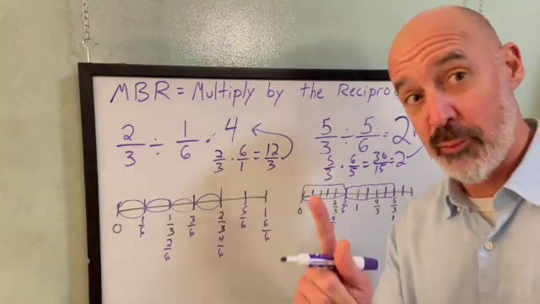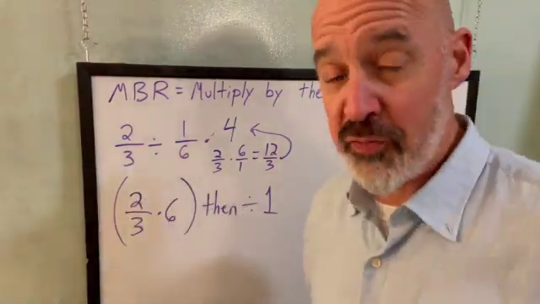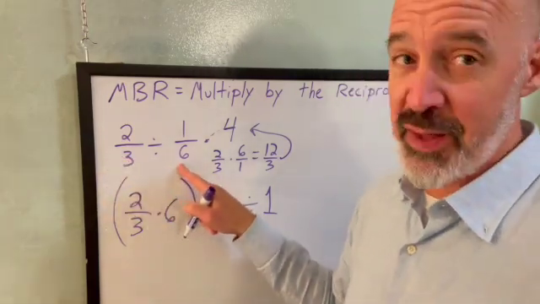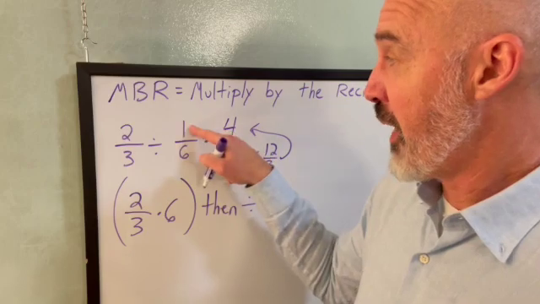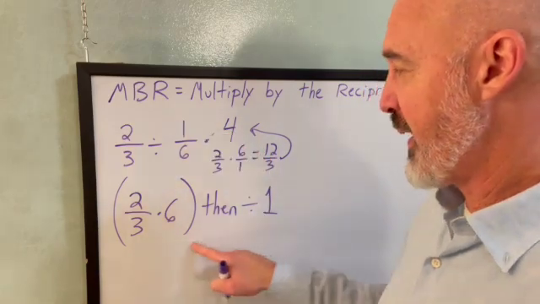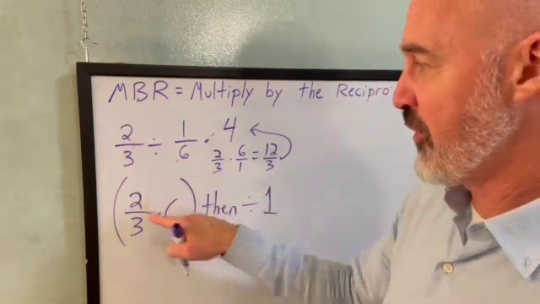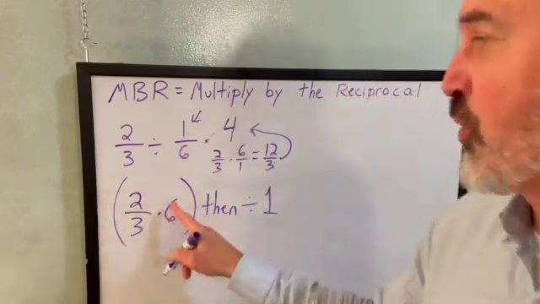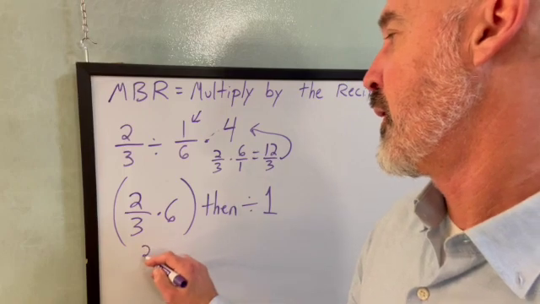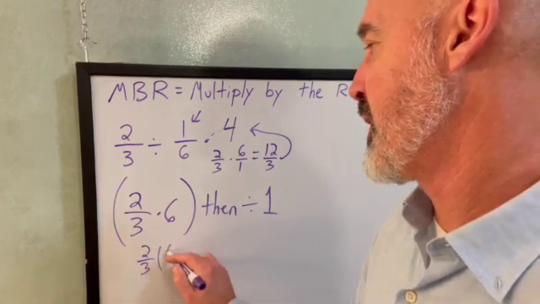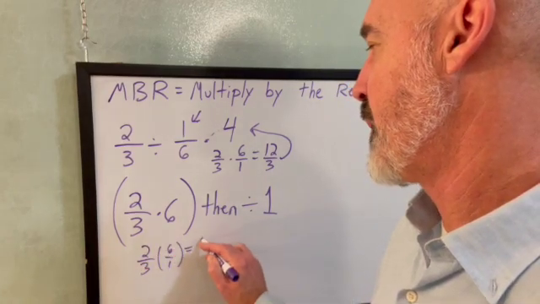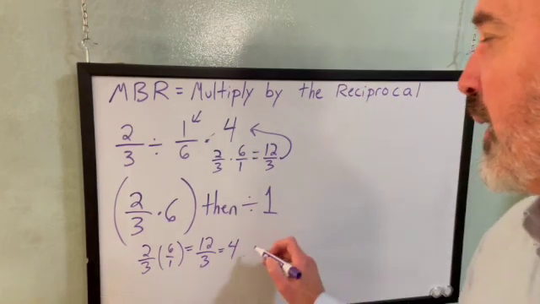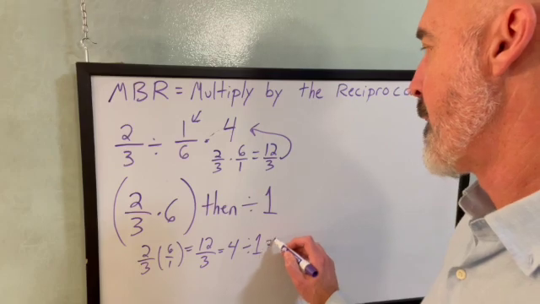But wait, there's one more thing. If you remember from before, we talked about how you could take the original dividend, multiply it by the denominator, and then divide it by the numerator. So I've written that out here. 2/3 times 6, and then divided by the 1, which is the numerator. So what is 2/3 times 6? Well, I would officially just make that 6/1, and that becomes 12/3, which is equivalent to 4, and then 4 divided by 1 is 4.